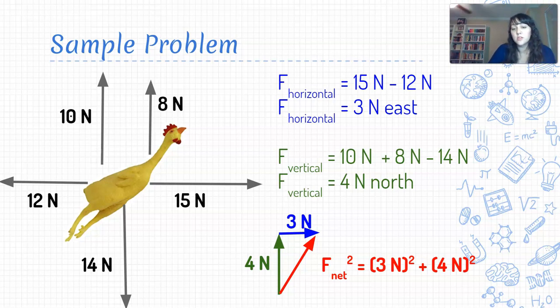So net force squared is going to be equal to 3 newtons squared plus 4 newtons squared. So that's going to end up being 9 plus 16 gives me 25 is equal to net force squared. And so if I square root both sides, I'll get that the net force is 5 newtons in the northeast direction. So overall, this chicken will be accelerating towards the northeast. So good news for our north and east kids, I guess.